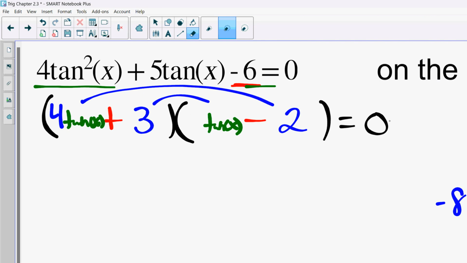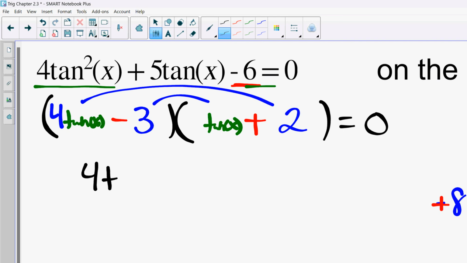And one of the nice things, whenever we get the correct number but wrong sign, is I just need to flip the signs. If you get the correct middle term but wrong sign, flip the signs and you have it right. Because now 4 times 2 is going to make this positive 8 tangent of x. That's not going to be positive 3 tangent, it's going to be negative. This makes up a positive 5 tangent. Now we can set these equal to 0 and solve.